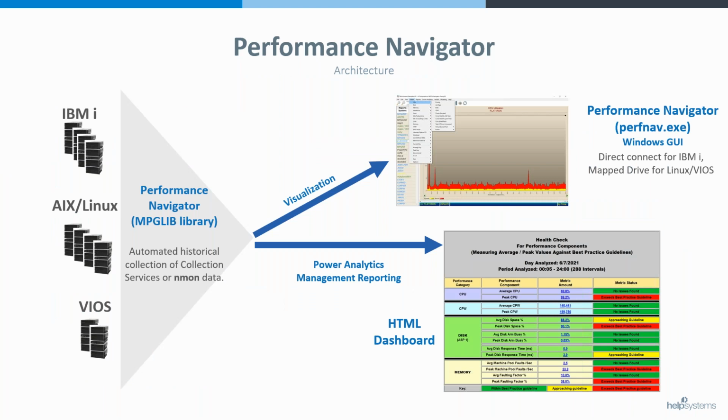And just like Chuck mentioned, at a high level, we're going to gather data. For IBM i, it is the collection services data that we're analyzing. With AIX, Linux and VIOS, we basically automate the collection of NMON data. NMON is part of AIX. We ship out the open source version of NMON for Linux. And obviously it's part of VIOS too, because that's AIX. And then we, again, manage that historical collection.